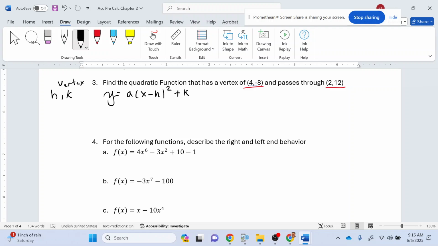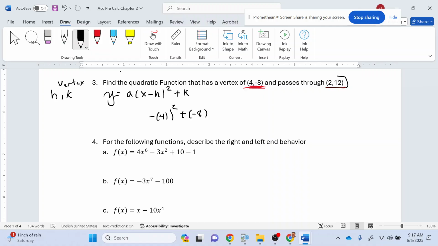A works the same way as the other A, which tells you if it's upside down or right side up, and if it's a vertical stretch or shrink. And then X and Y are just generic X or Y points. Since they told me the vertex is (4, -8), I can plug in 4 for H, and for K, I can plug in negative 8, so it'll be minus 8. I'm just plugging it in like that.